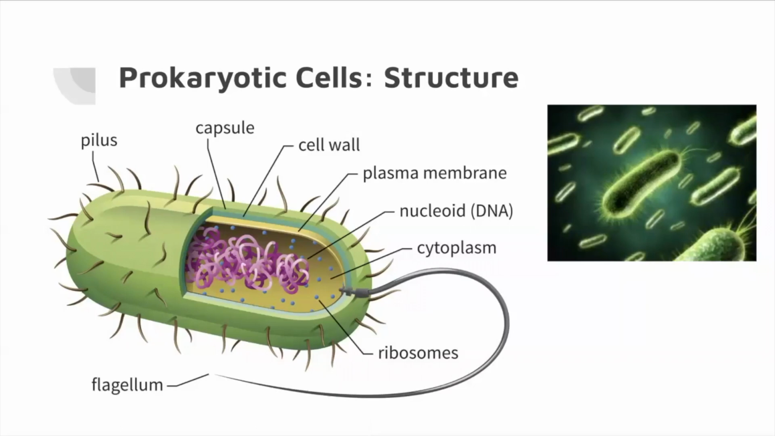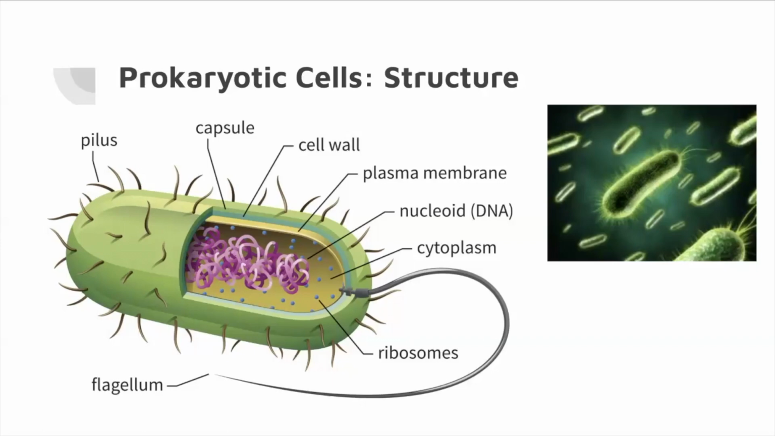Now, the capsule, cell wall, and the plasma membrane that we see is this almost tri-layer shell that it has on the cell, and it's mostly made for protection. The pilus is also made for mobility, but its primary function is to help it stick and adhere to surfaces.